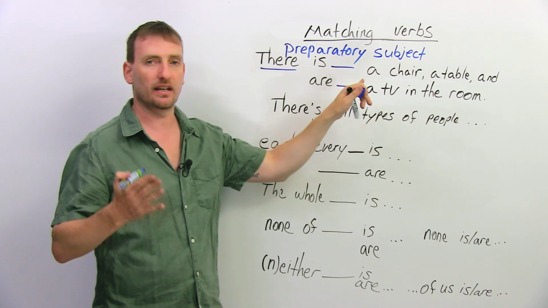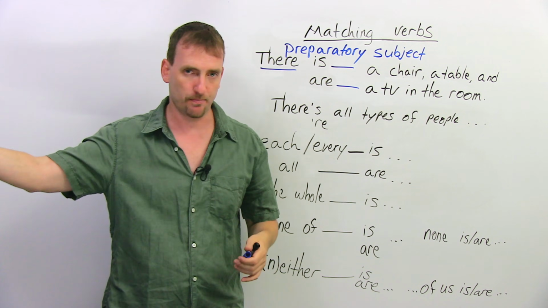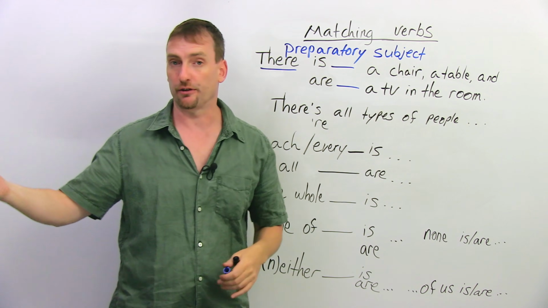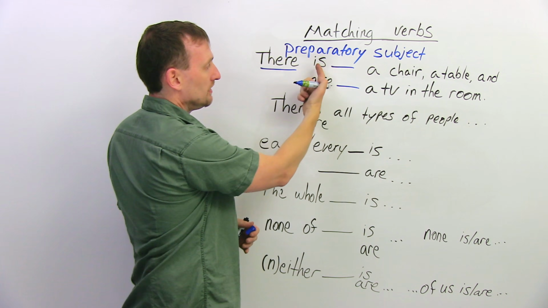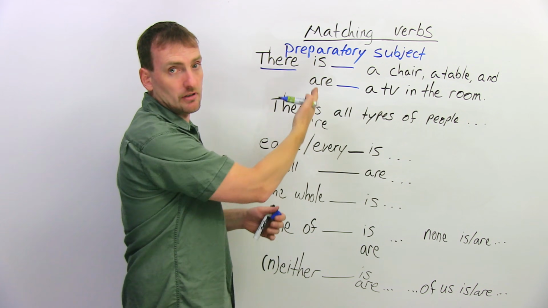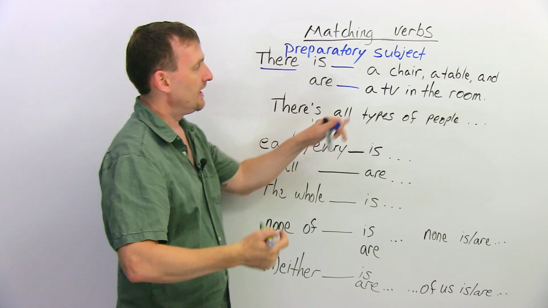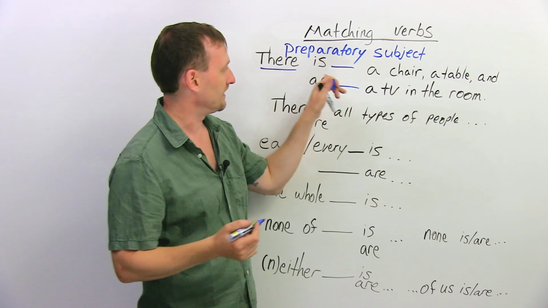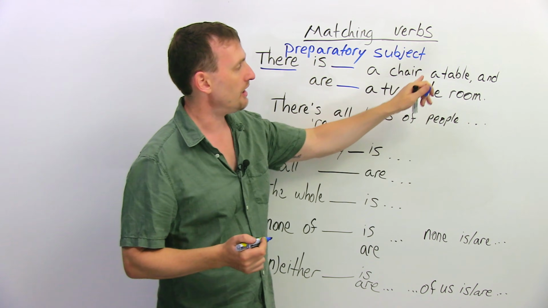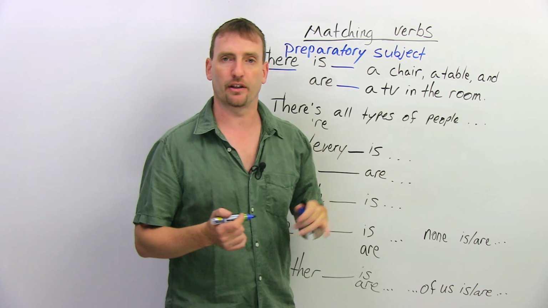So, there is a man in the room. There are people in the room. So a man is singular, "is". People, plural, "are", right? But then you have a sentence like this: there is or are a chair, a table, and a TV in the room.